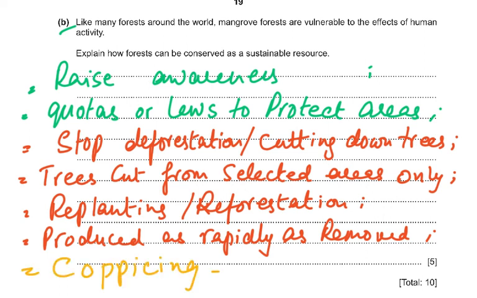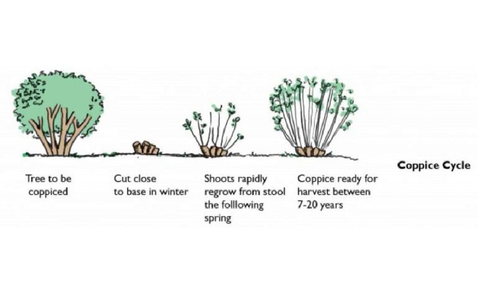Now, another word that has been used in the mark scheme is coppicing. Now, I want to talk about coppicing. What is coppicing? The tree to be coppiced is cut close to the base in winter, and the shoots rapidly regrow from the stool the following spring. Coppice is ready for harvest between 7 to 20 years. So, this is called the coppice cycle. And this can also be done to ensure that they're used, and then, of course, they regrow in 7 to 20 years, and so the numbers will remain the same.